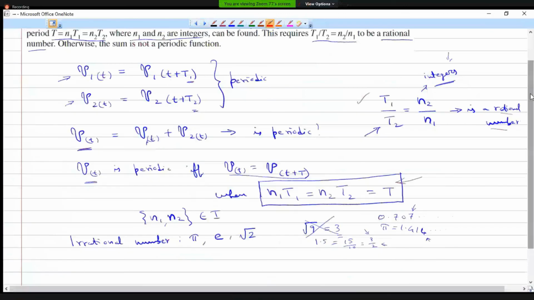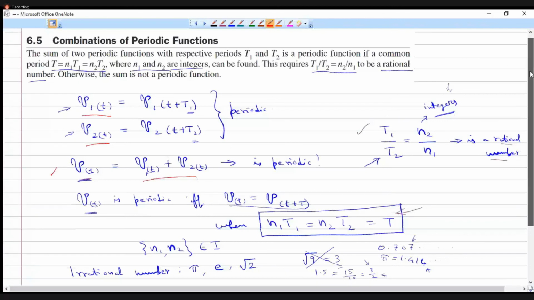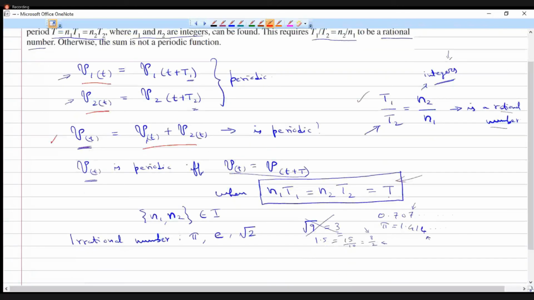After that, we have seen what the period of a function is when it is obtained by combining two or more periodic functions. So what is the time period if we combine two periodic functions, say v1 of t and v2 of t, so that we get v of t is equal to v1 of t plus v2 of t? We have seen that the period of such a function could be expressed as capital T is equal to n1 T1, which is equal to n2 T2.